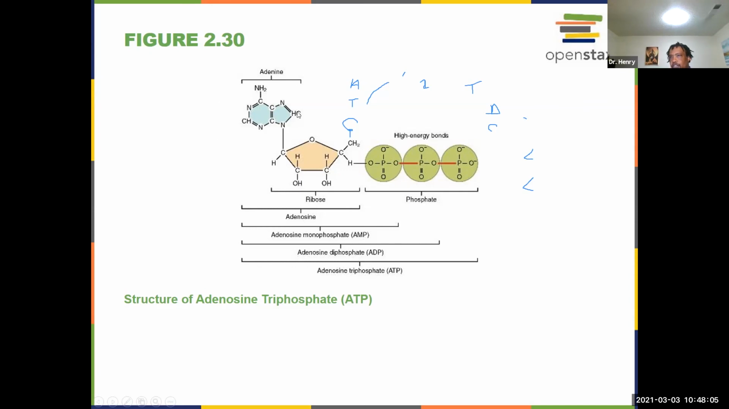Adenine is just your nitrogenous base component, and then adenosine is your nitrogenous base plus the ribose. So if you look at it, adenine, and then adenosine, that "os" helps us remember, oh yeah, that has the sugar part of it. And then adenosine monophosphate, one phosphate; adenosine diphosphate, two phosphates; adenosine triphosphate.